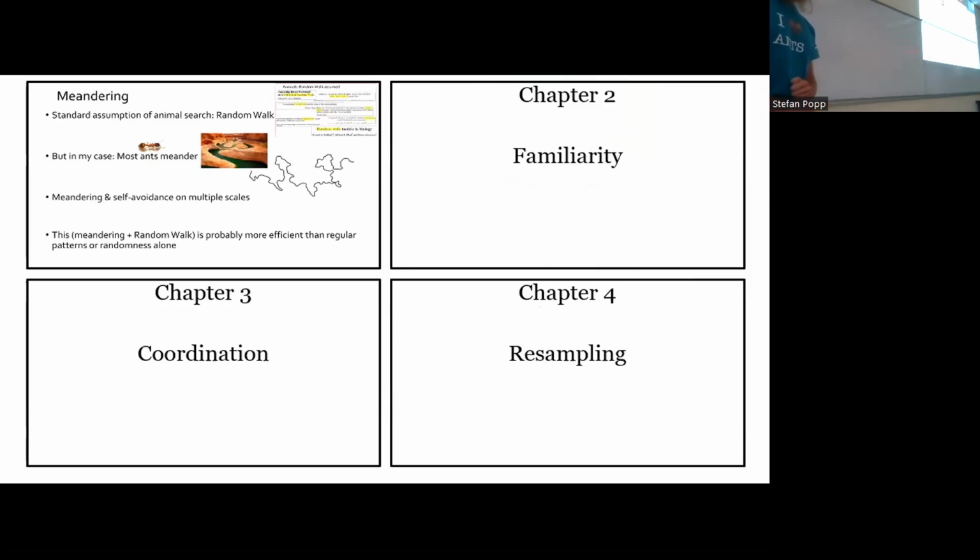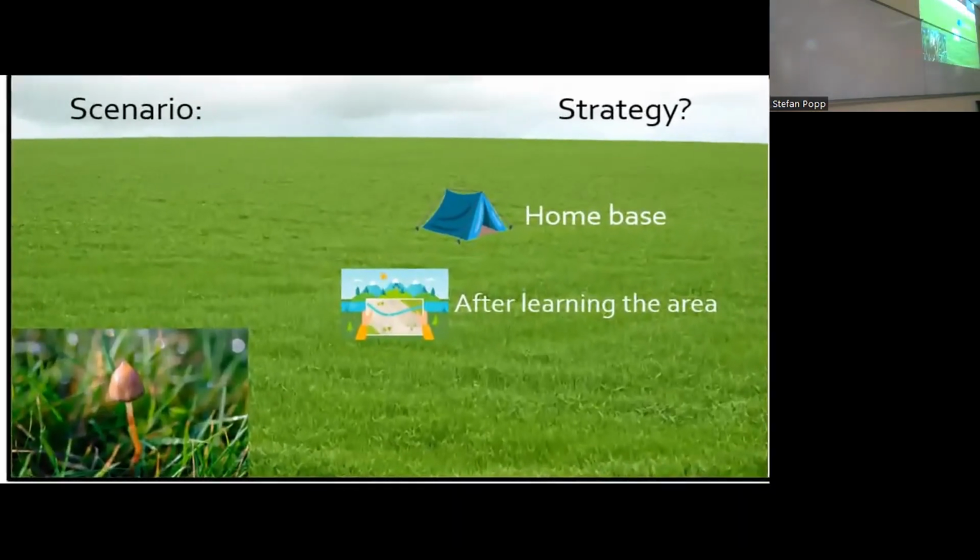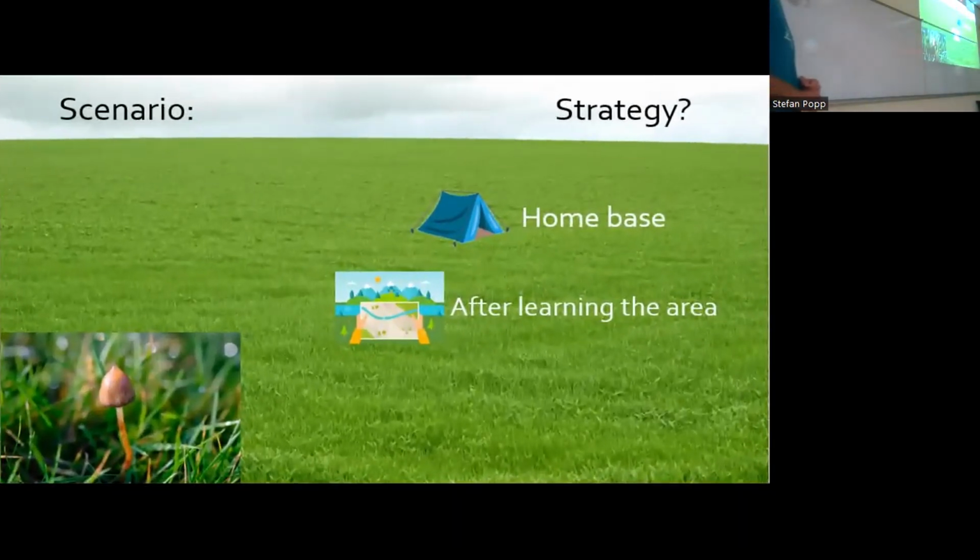Okay, so now we'll go over to the second chapter. So how does your strategy change when you have already learned where you are at this meadow? After maybe the second or third day, you know already where the best mushroom patches are. And if you're far away, you know a lot better how to get back to your home base, to your tent.